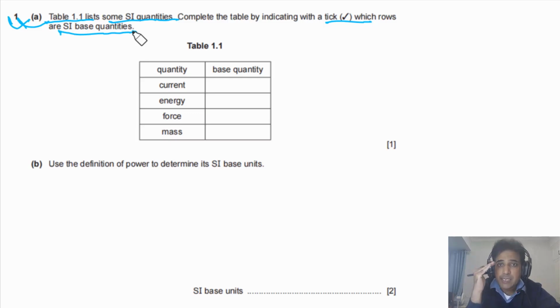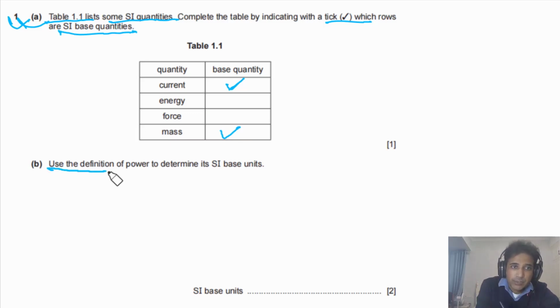So these 7 SI base quantities and 7 SI base units you need to understand. If you look at the given table, current is an SI base quantity, energy is a derived quantity, force is also a derived quantity, and mass is an SI base quantity. So simply you have to take current and mass.